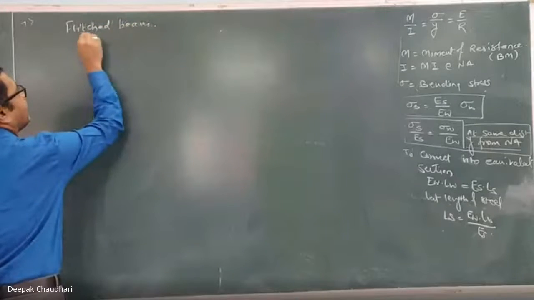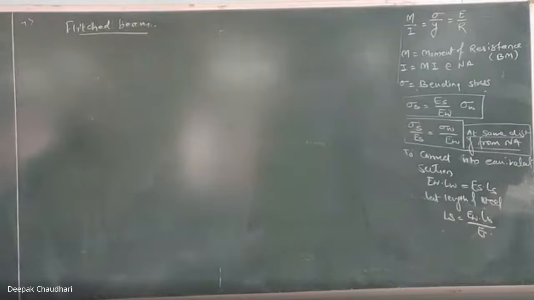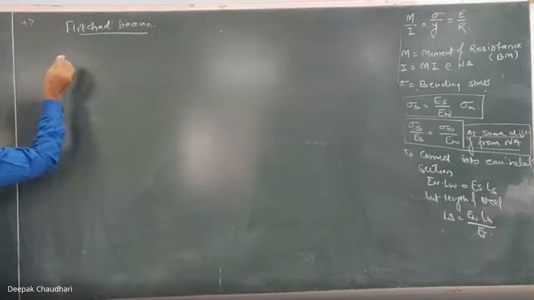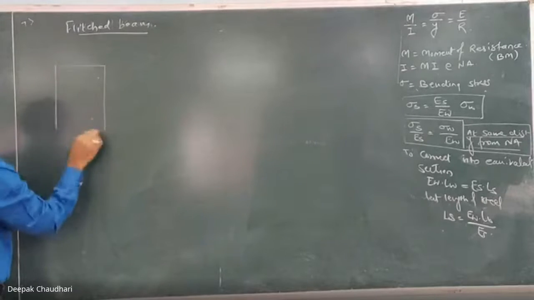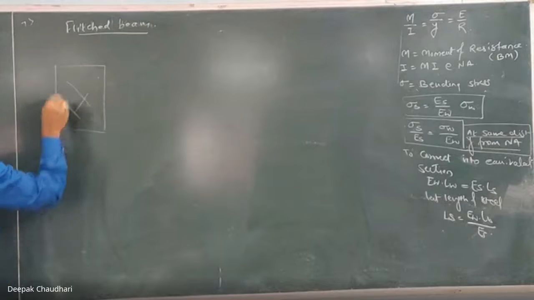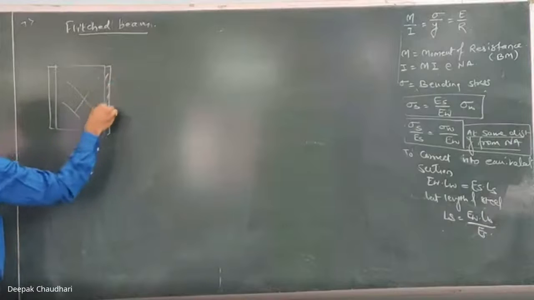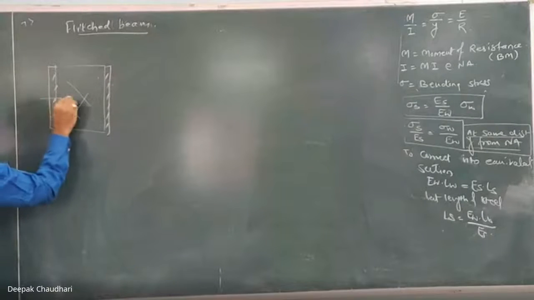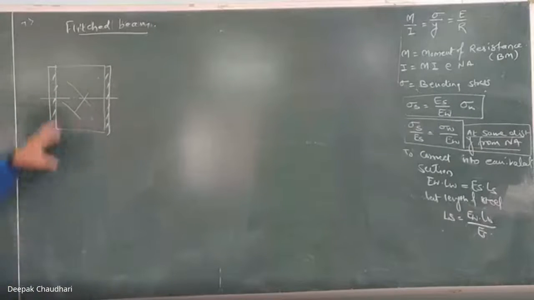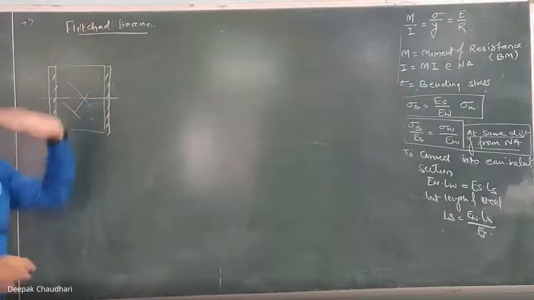When two different materials are connected together to enhance the bending capacity, that beam is known as a flitched beam. I told you that, suppose this is the wooden material and this is another, suppose steel, material. When these two materials are rigidly connected to enhance the bending capacity, it is known as a flitched beam.